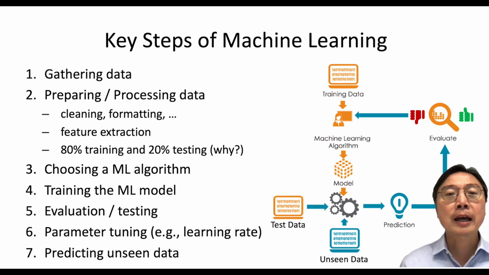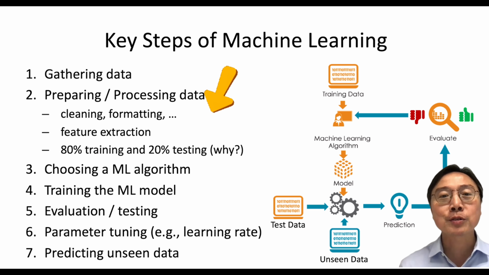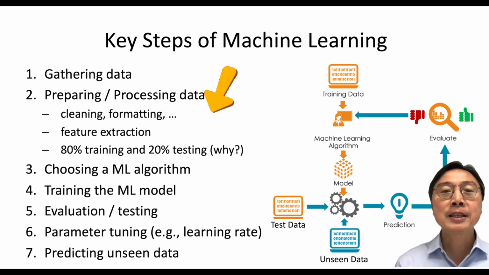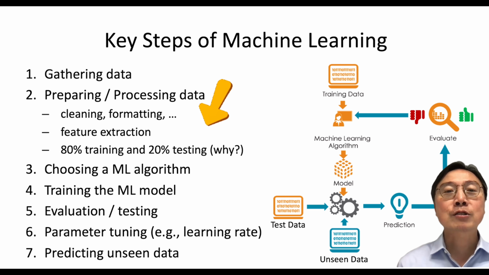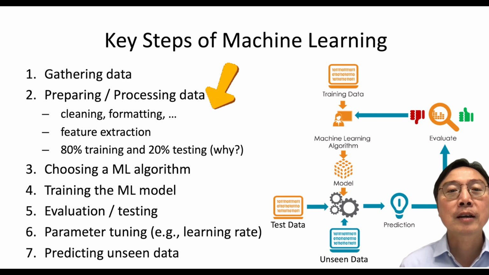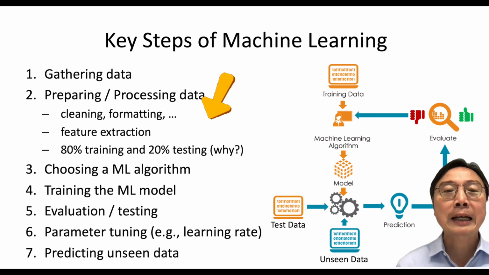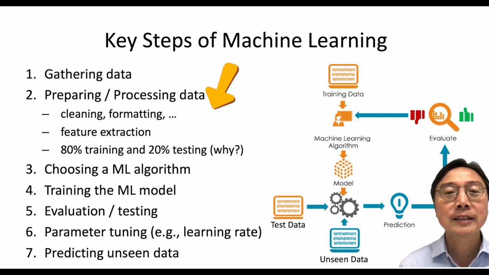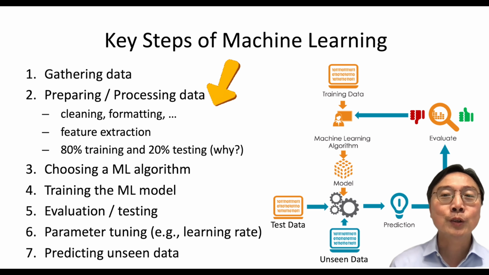Afterwards, as I mentioned, we have to prepare and pre-process the data, which means cleansing and formatting, and then extracting the features. Then we have to leave 80% for training and 20% for testing. What do we really mean by that? Think about this, and I will discuss it a bit more during the lecture.